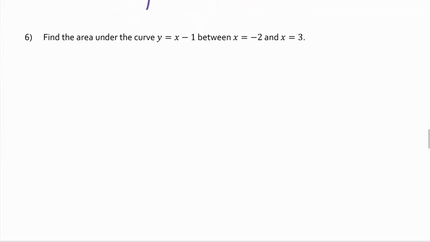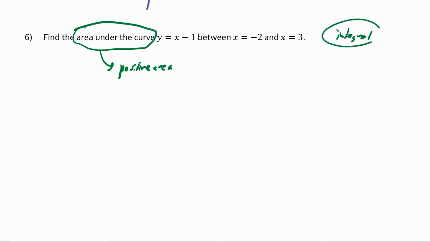Okay, the next one asks for a different kind of question. And this is, if you're paying attention and you're not muting this and just copying notes down, when it talks about area under the curve, this is considered to be positive area. Whereas if I use the word integral, it can be positive or negative. So you're always going to see questions that talk about the area under the curve. Area under the curve is an absolute value. So think of positive area, or in other words, an absolute value.